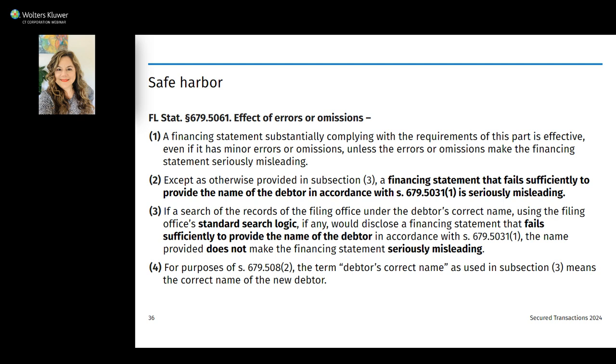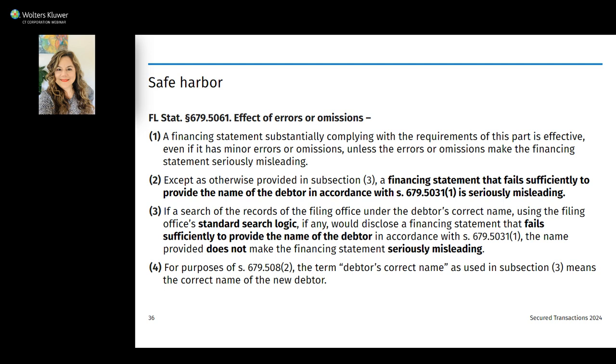And I want to talk about a safe harbor. What is a safe harbor? Well, we know that there's a safe harbor under Alternative B, but this is a different kind of safe harbor. What if you do make a mistake on the debtor name? Is there something that can help you? Is there a safe harbor? And yes, the answer is yes, there is.